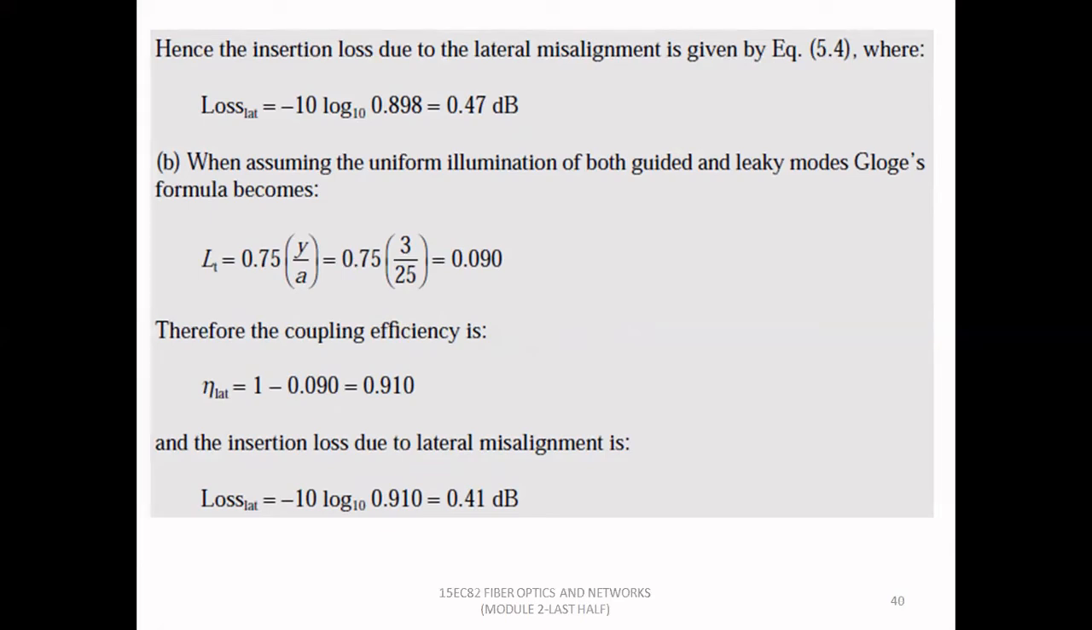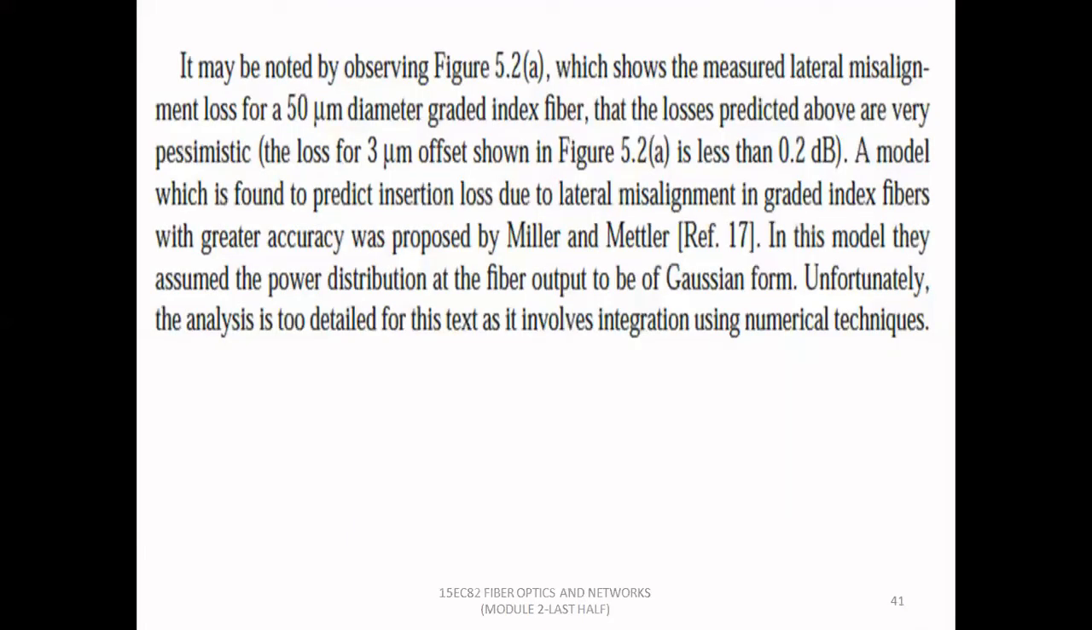When assuming the uniform excitation of both guided and leaky modes, Gloge's formula becomes L_T equal to 0.75 into y by a equal to 0.09. Therefore, the coupling efficiency is 1 minus 0.09 equal to 0.910, and the insertion loss due to lateral misalignment is Loss_lat equal to minus 10 log10 of 0.910 equal to 0.41 dB. It may be noted by observing figure 5.2a, which shows the measured lateral misalignment loss for a 50 micrometer diameter graded index fiber, that the losses predicted above are very pessimistic.